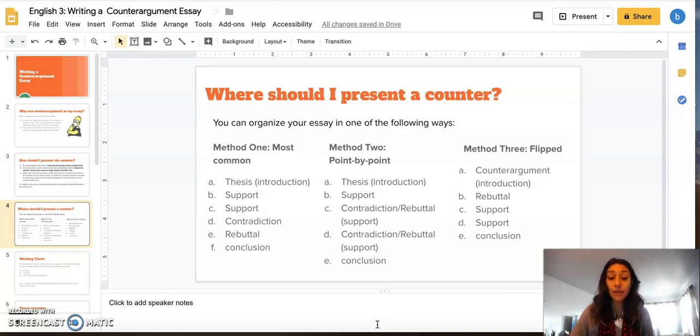I've provided some examples of how you would use these methods, and you'll be able to access those later in Unit 2.